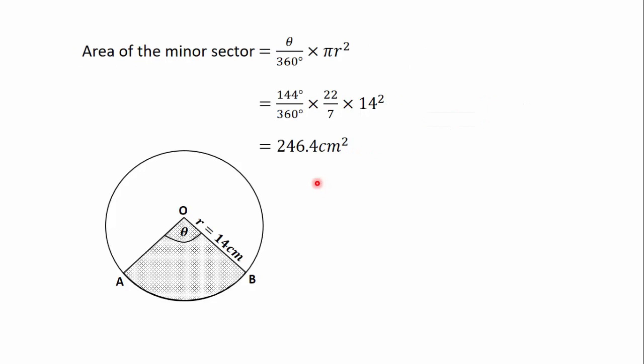The next question is to find the area of the minor sector. The formula for finding the area of the minor sector is theta over 360 degrees times pi r squared. We know everything here. We know theta to be 144 degrees. We know r to be 14. So we just substitute them into the equation. So you have 144 degrees divided by 360 degrees times 22/7 times 14 squared. You simplify that and you have 246.4 centimeters squared. So the area of the minor sector is 246.4 centimeters squared.